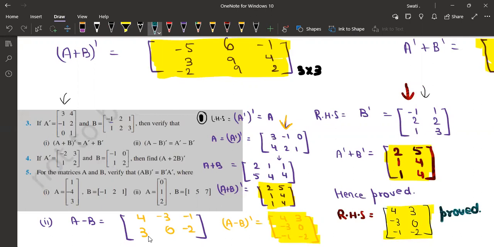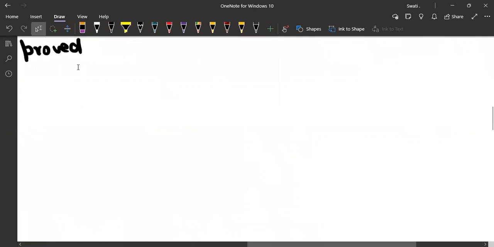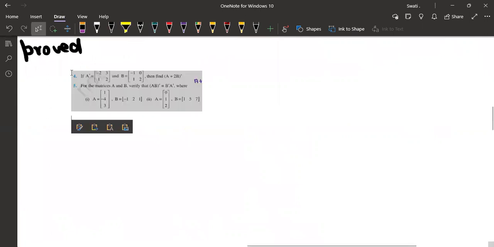All right, so we have proved this. Now let's go to the fourth question. So I'll just go on the side to do this fourth question and the fifth question. So yes, let's go on the other side. All right, we have enough space here and there.